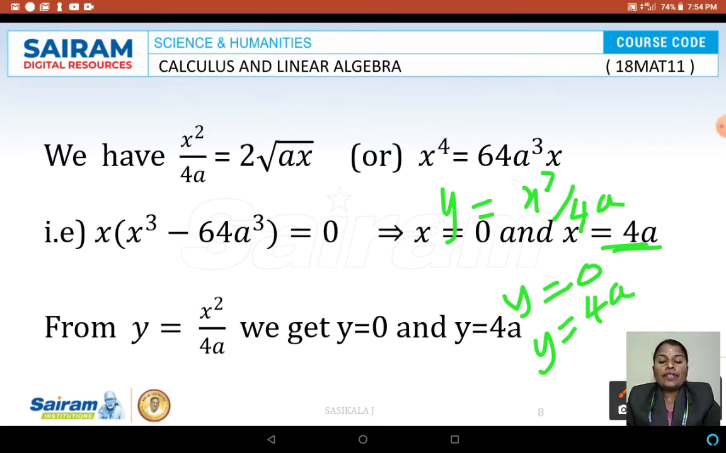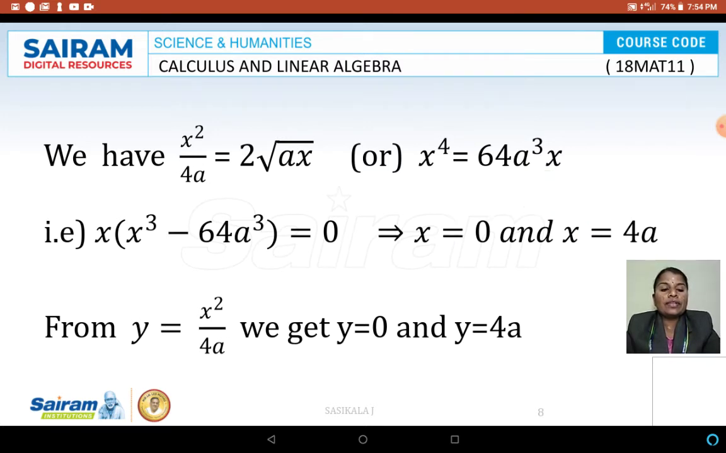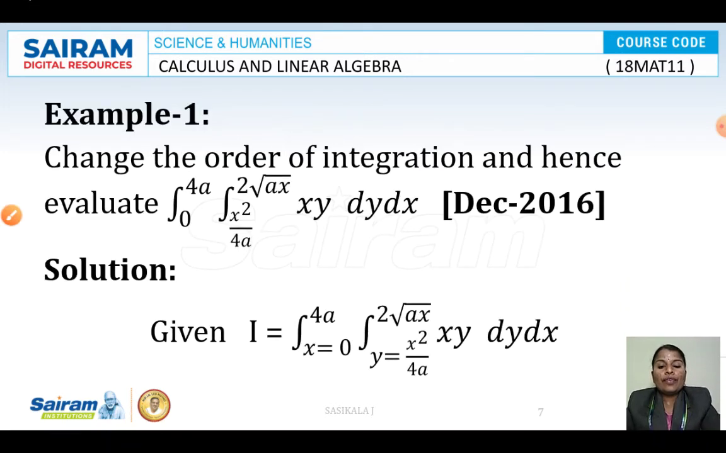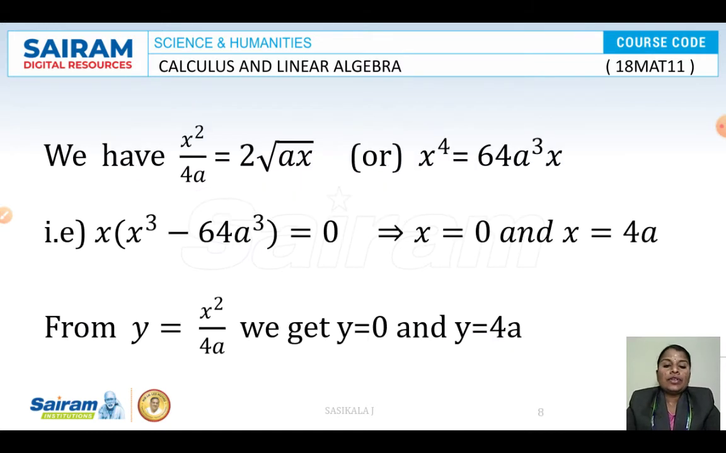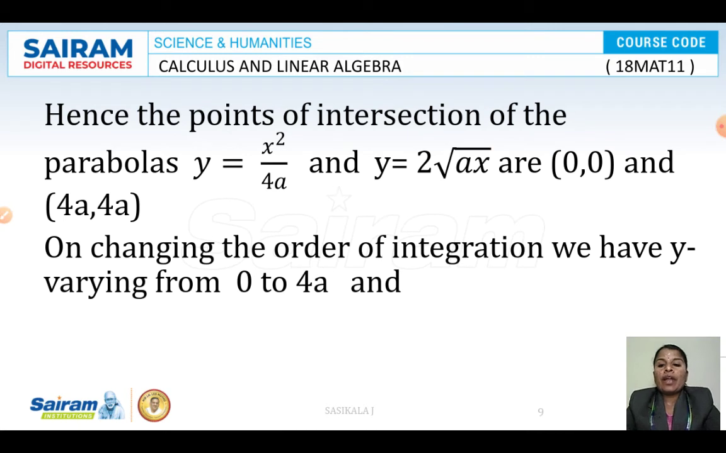So first concept, changing the order of integration. What you are going to do, first you can change it. Outer limit is a constant, right? So x variable to y, that means y should be a constant limit, x should be a variable limit. So now y, what we will get from this equation, y is equal to 0 and y is equal to 4a by substituting these x limits.